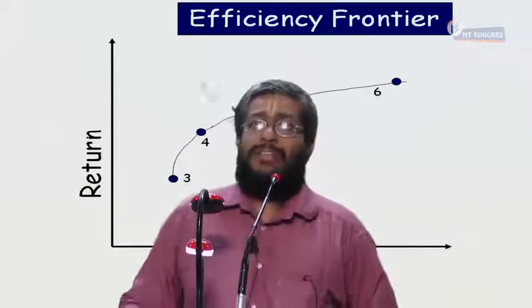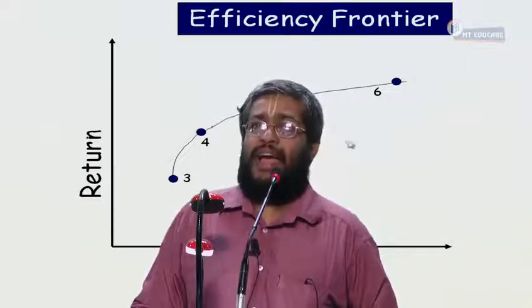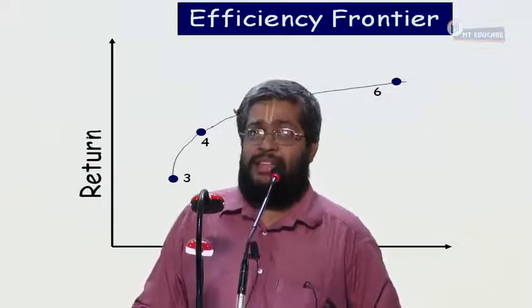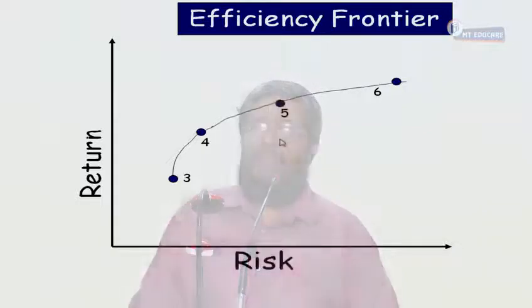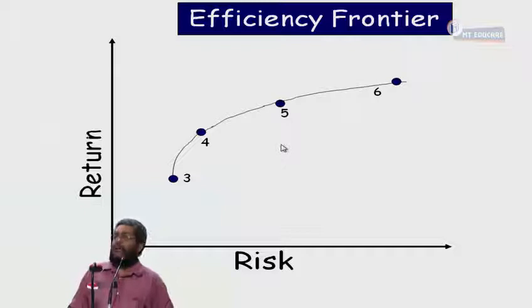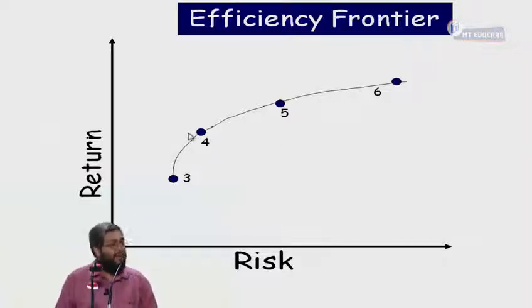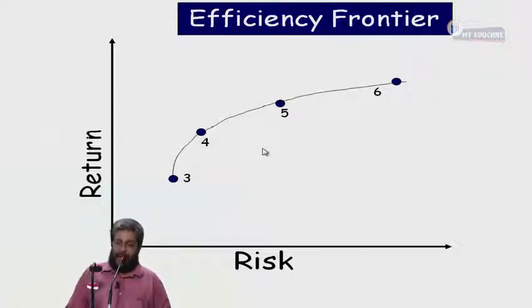Now, very simple. Suppose in a stock exchange there is a share Z, a security called Security Z. Look at this point. For this risk, it is giving the following return. This Z is inferior to 4 as well as 5. Because the 5 gives more return for the same risk. But the 4 gives the same return for a lower risk. That means Z is inferior to 5 as well as 4. Right or not? So any point in the graph below the efficiency frontier is an inefficient point.